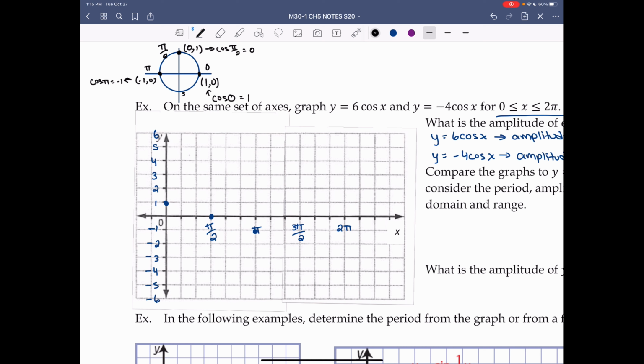Next, at 3 pi over 2, we have the point 0, -1, which tells us that cos at 3 pi over 2 equals 0. We plot the point, we find 3 pi over 2 and y equals 0 on our graph. I'm going to change these colors so they stand out more. Purple here.